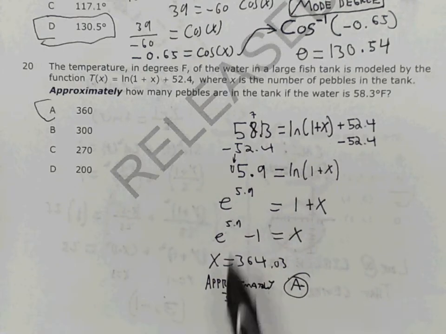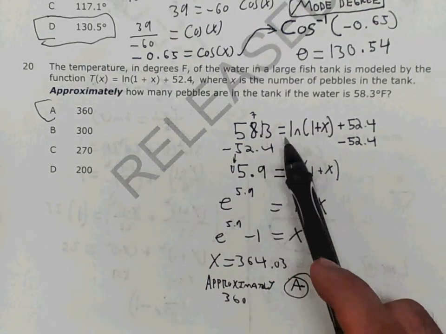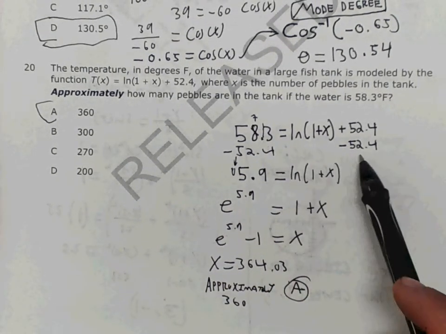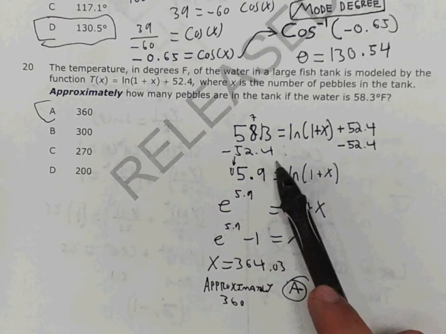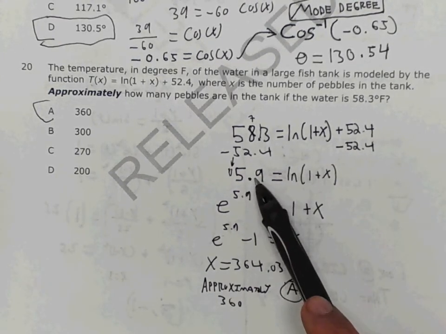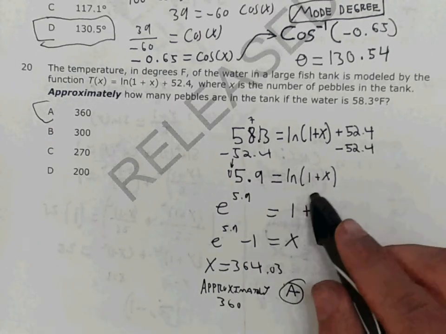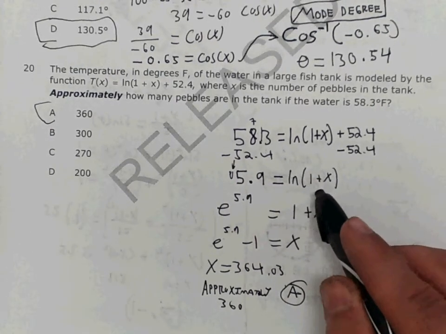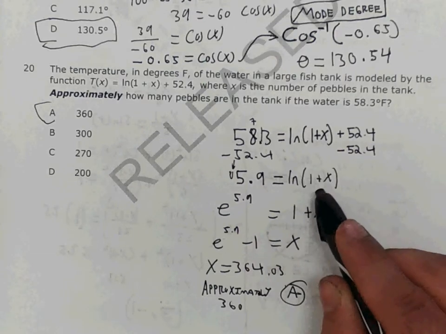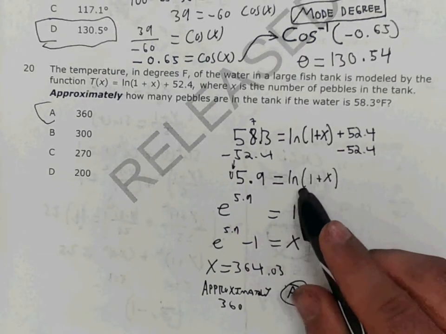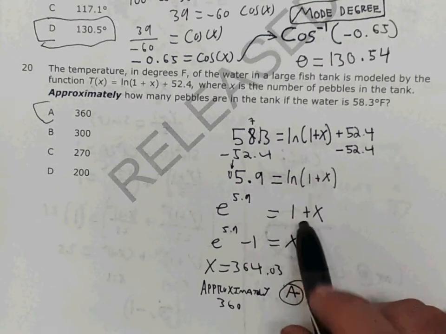You set the temperature equal to 58.3 and set it equal to the function. Subtract each side by 52.4. Use your calculator, or your head, and notice that 5.9 is equal to ln of 1 plus x. At this point, in order to isolate the variable within the natural logarithmic function, you have to convert the logarithmic function to an exponential function in order to isolate our variable.